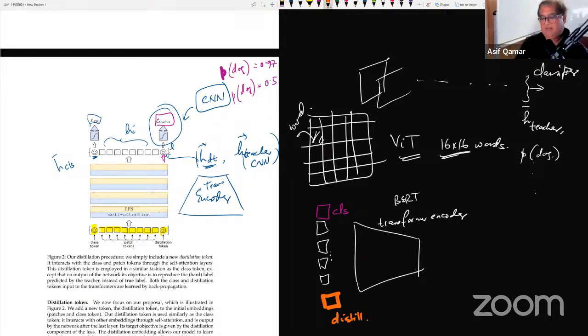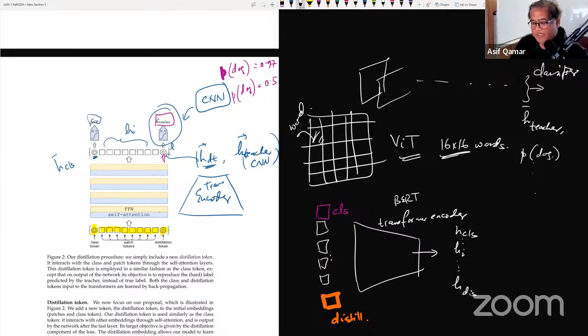And is the same image sent to the CNN? Yes. See, wait a minute, the CNN has been fully trained. Just follow through with this. So now, what is going to come out of this? You will get a hidden state for CLS, a hidden state for each of the image patches, and a hidden state for distill.